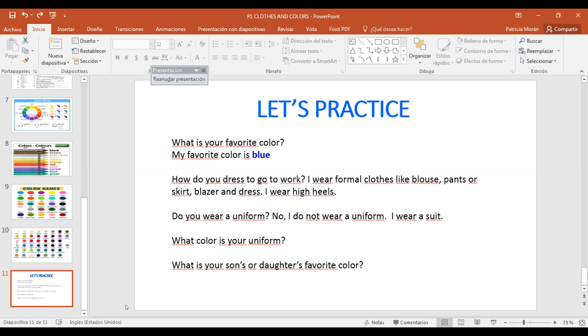I wear high heels. If you ask me, do you wear a uniform? I say, no, I don't wear a uniform. I wear a suit. What color is your uniform? If you use a uniform, maybe you can describe the color of the blues, the pants. And then you can conclude the conversation by saying, what is your son's or daughter's favorite color?